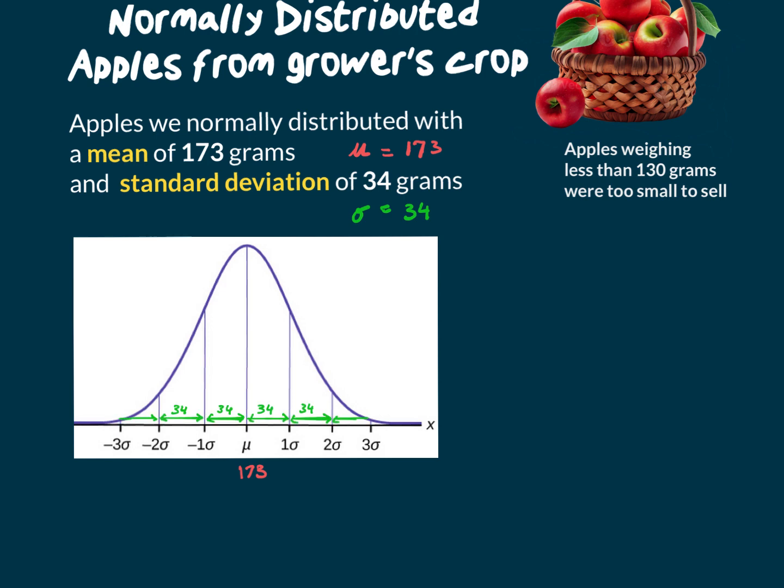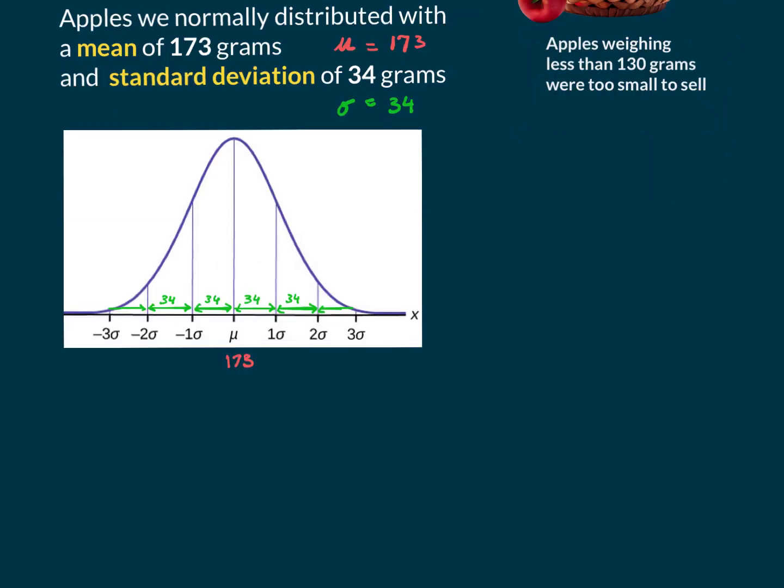And I assume you know what standard deviation means. It means virtually how much the data is spread around the mean, or how far the data is spread around the mean. So if the mean of our apples is 173 grams, the first standard deviation will have a value of 207 grams. So that really means that about 34% of apples will be between 173 grams and 207 grams.